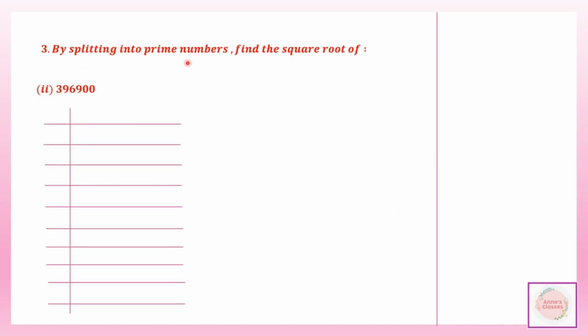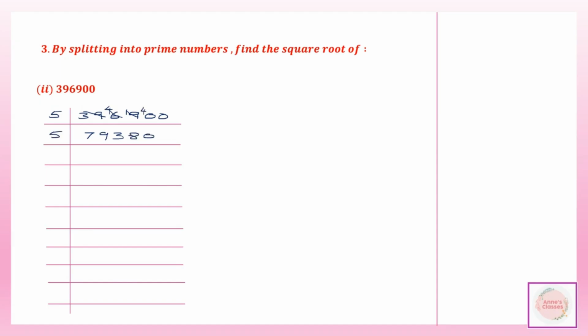Question 3. By splitting into prime numbers, find the square root of 3,96,900. This is the second question. So let's write this down. 3,96,900. Let's begin with 5 itself. Let's take 39. 5 sevens are 35. There's 4 left. 46. So here we have 5 nines are 45. There's 1 left. 19. 5 threes are 15. Then there's 4. 5 eights are 40 and then we have a 0.